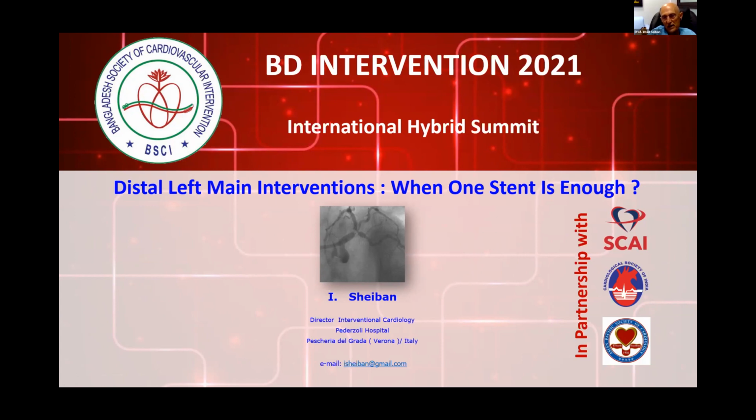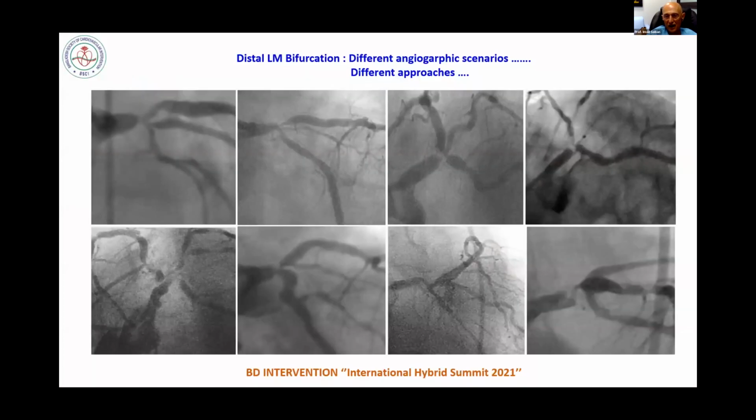My talk today is about left main, distal left main disease. I know that my friend David will not be happy to know that we can also treat the distal bifurcation very simply, sometimes with a single stent, and this will contribute to a better outcome in our patients. So I will focus on when one stent is enough.